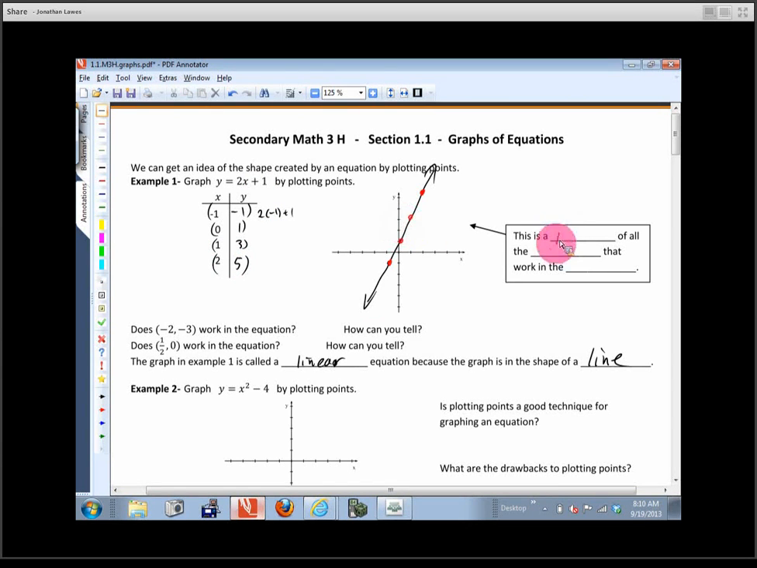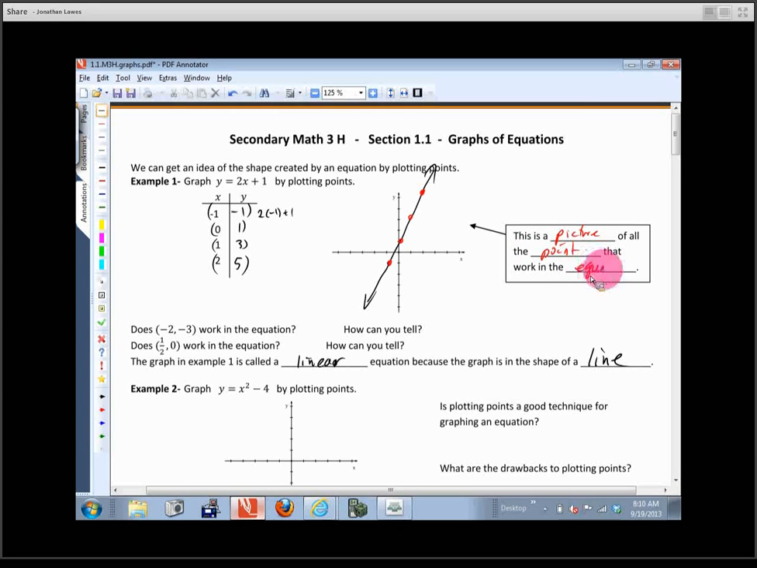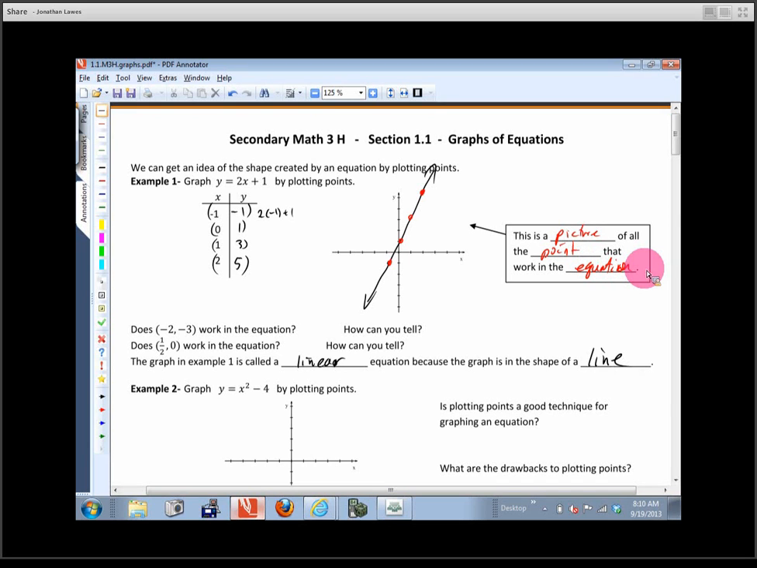So it is a picture of the points that work in the equation. So the reason this point right here is on the graph is because it makes the equation true.